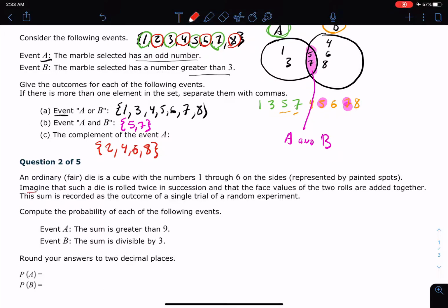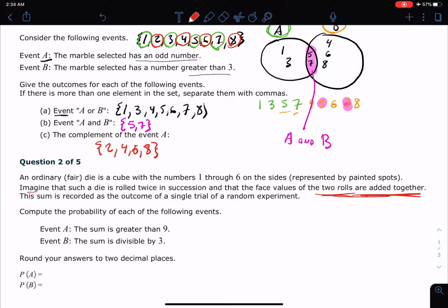Imagine that such a die is rolled twice in succession and the face values of the 2 dice are added together. So we're going to roll 2 dice and we're going to add them together. Okay, you got to get that part down. We're rolling 2 dice and we're adding them together. The sum is recorded as an outcome of a single trial of a random experiment. Okay. So what we want to know here is the sum.